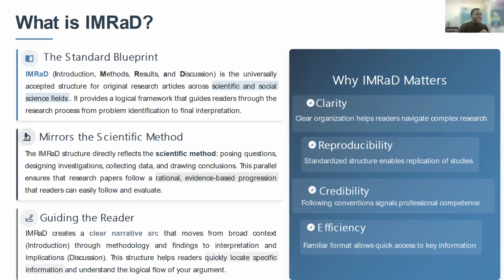It is the universal way of accepting communication from writers or researchers into the academic community. We said academic writing is a form of communicating ideas or whatever you find out to the scholarly community. So this is the way you must follow. This is the way you must present your ideas or the argument you have. So it is very important. It is the universally accepted structure.